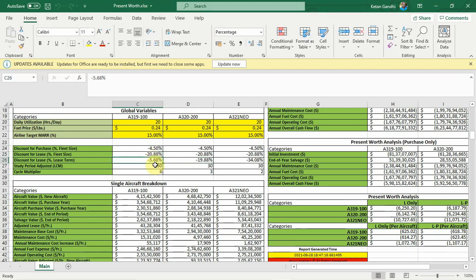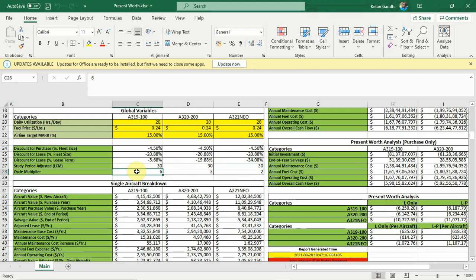And then we have the study period adjusted, that is the LCM, the least common multiple. So this is the study period. At the end of it, we'll get the projection of the present worth based on this particular study period, that is 30. And these are the cycle multipliers.